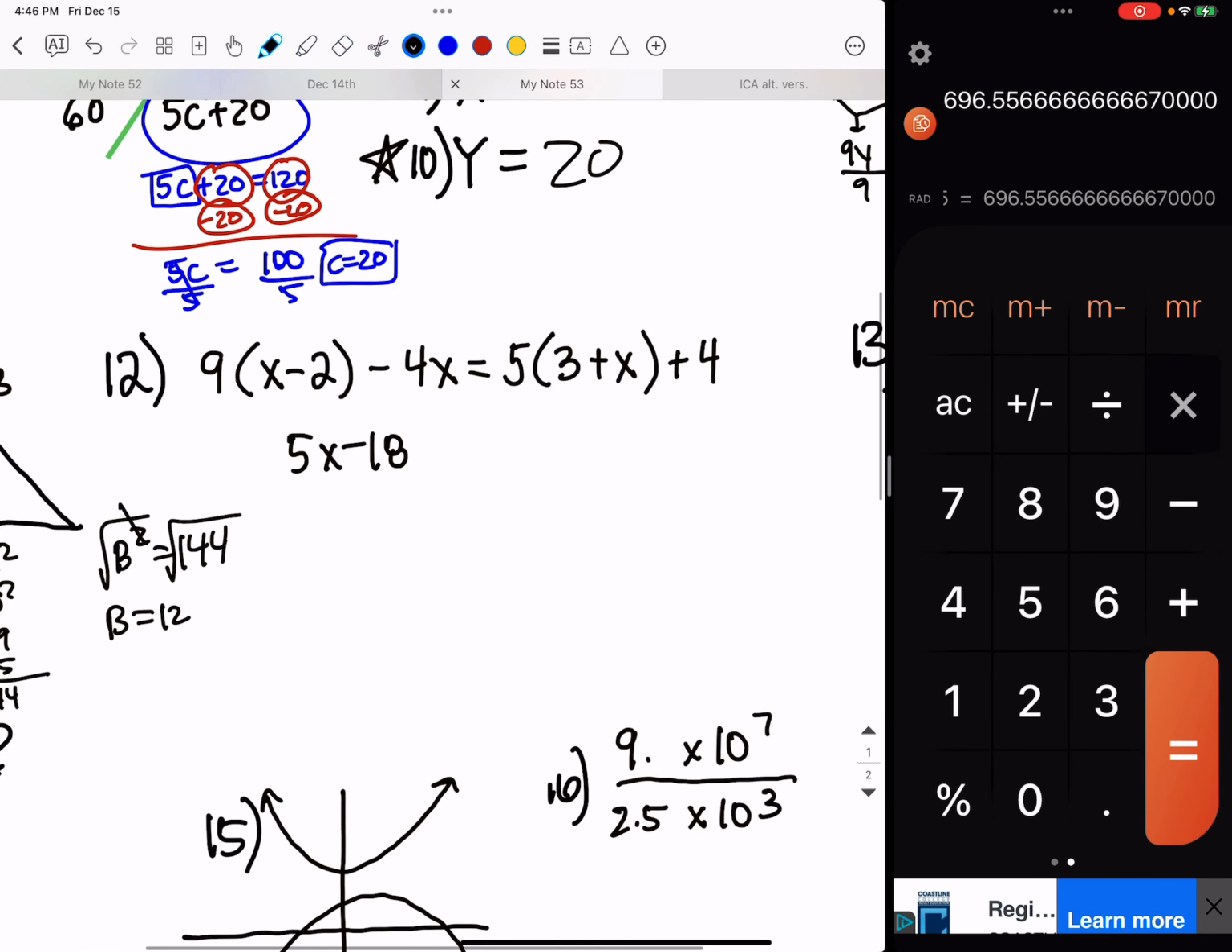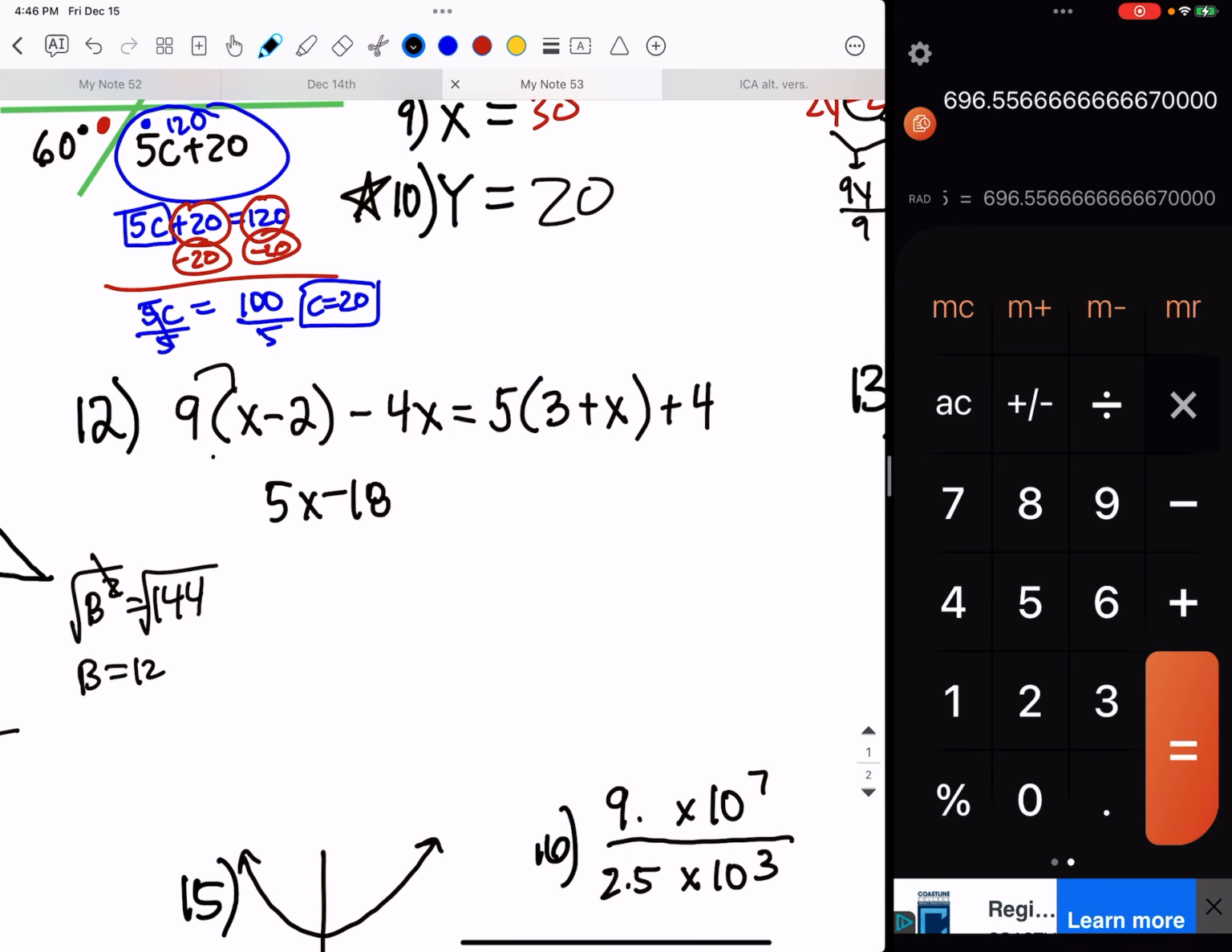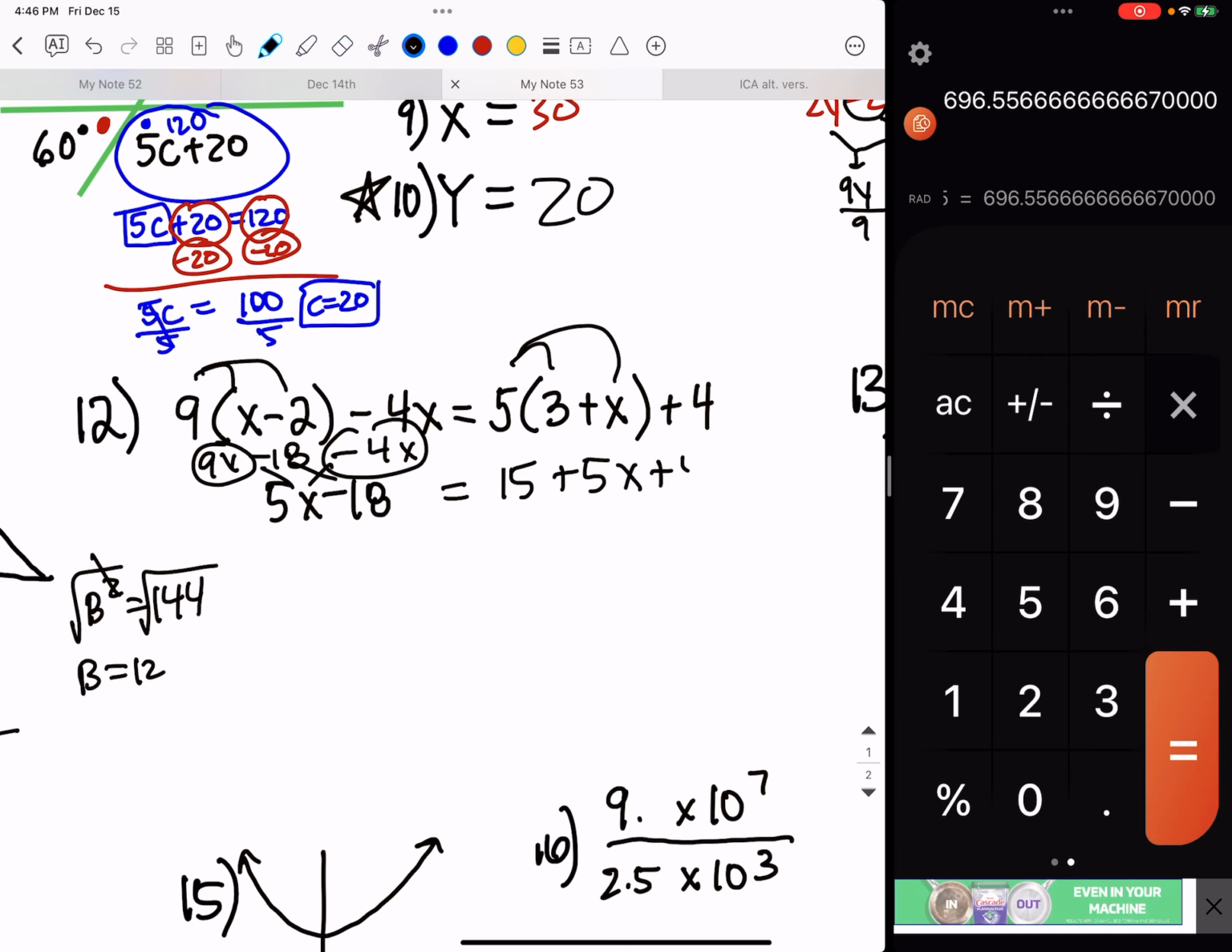Okay, over here I already did it for you. 9 times x is 9x. 9 times -2 is -18. Minus 4x, that's why 9x's minus 4x's, we really have 5x's, and we really have -18. So the 5x I meant to erase, but I didn't. So 5x minus 18. 5 times 3 is 15. 5 times x is plus 5x, plus 4. So we really have 15 and 4 on this side. We really have 19 and 5x.